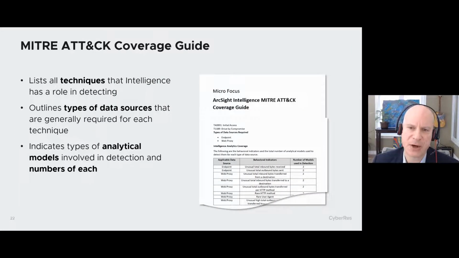Once you have a sense of the MITRE ATT&CK techniques of concern, you can consult the ArcSight Intelligence Coverage Guide. It lists all the techniques that Intelligence has a role in detecting. For each technique, the guide lists the type of data that are generally required and the corresponding behavioral indicators that Intelligence will flag, as well as the number of anomaly types involved. Based on an analysis of your data, we can also generate a coverage guide that is tailored to your specific data sources.